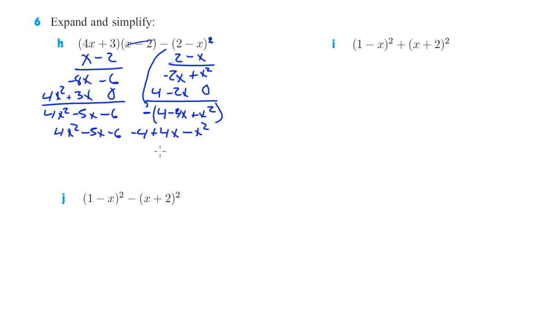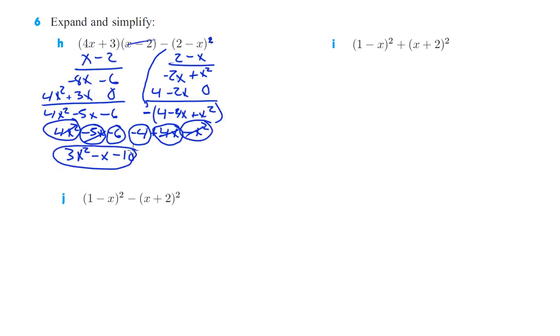Okay, and then now let's collect our like terms. So we got a negative x squared and a 4x squared, which gives us 3x squared. We've got 4x and negative 5x, which leaves us with negative 1x, or just negative x, and then we got negative 4, and negative 6 is negative 10. Okay, and we've covered everything there.